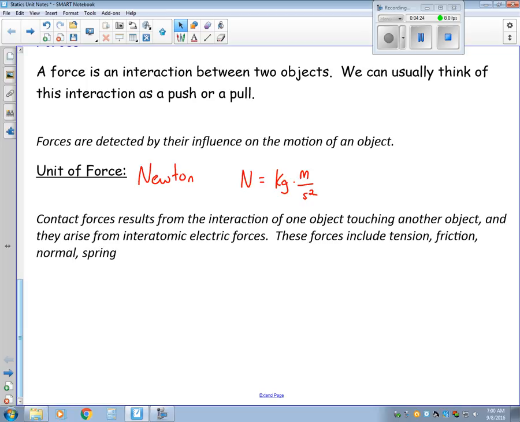Now, contact forces, this is if you touch something or push something or something pushes you. That results in the interaction of one object touching another, but it arises from the interatomic electric forces. We're all surrounded by a layer of electrons because electrons are the outermost part of an atom. And as those electrons repel other electrons, that gives us a contact force. Some of these other forces include tension, friction, normal, spring forces. These are all electromagnetic forces, but it's kind of hard to see that at times.